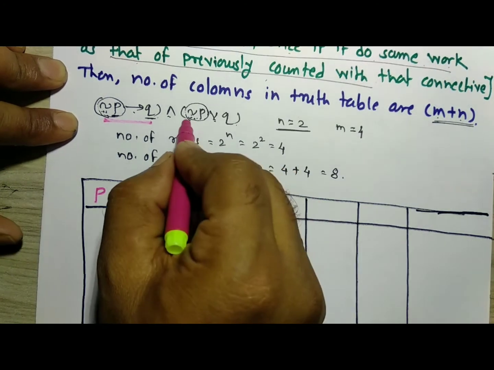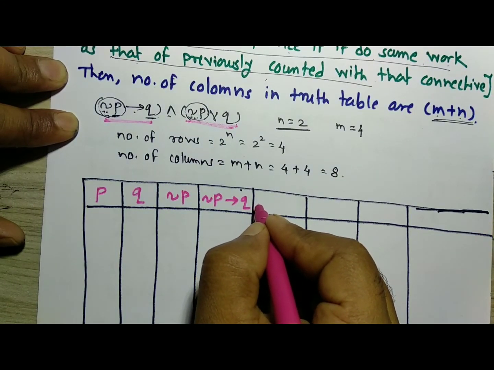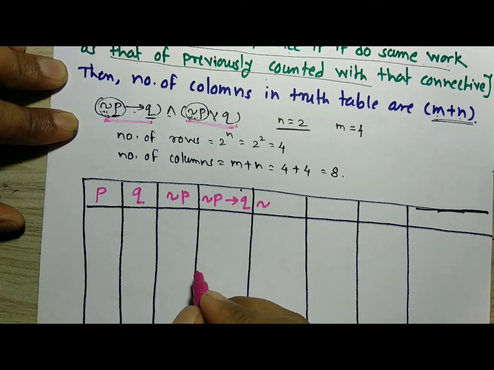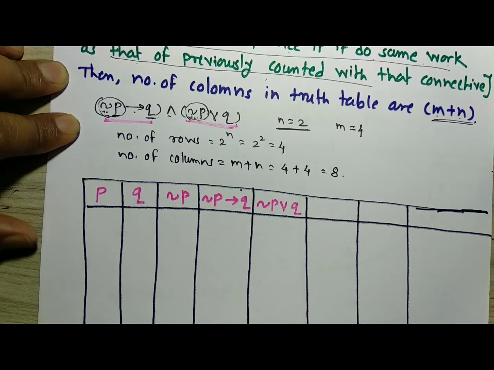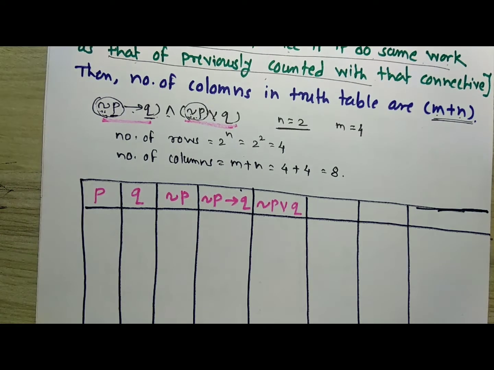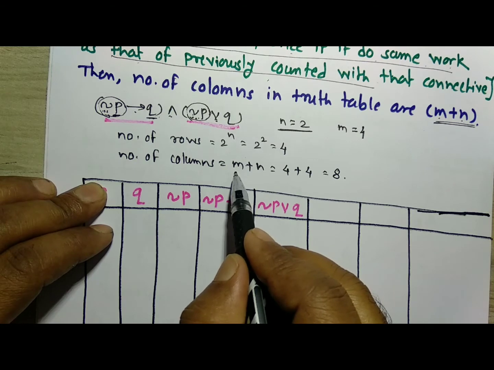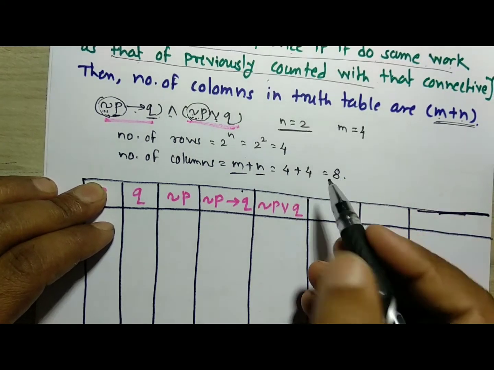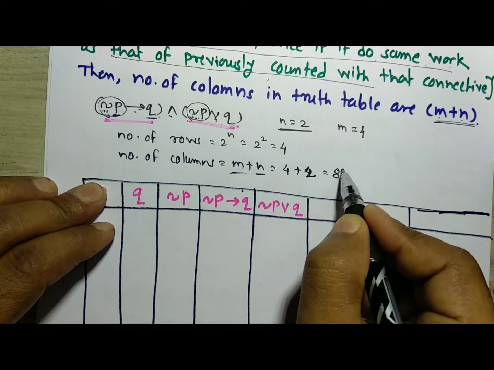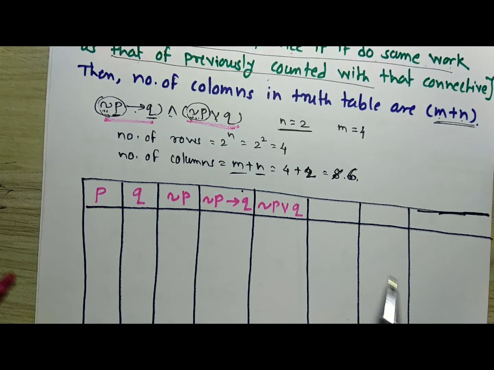Negation P implies Q. Again, another combination is here: negation P or Q. Sorry to say, the number of columns here is 6. How is it calculated? Let M be the number of connectives and N be the number of prime components. That means 2 is here, and therefore 6 is the number of columns inside our truth table.